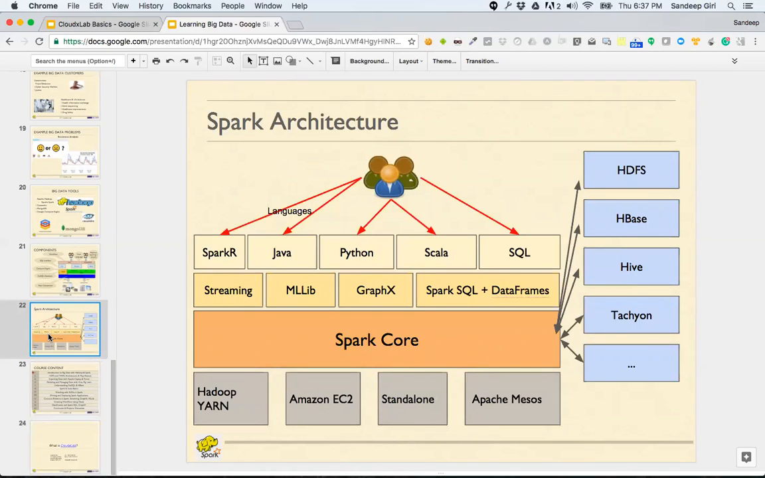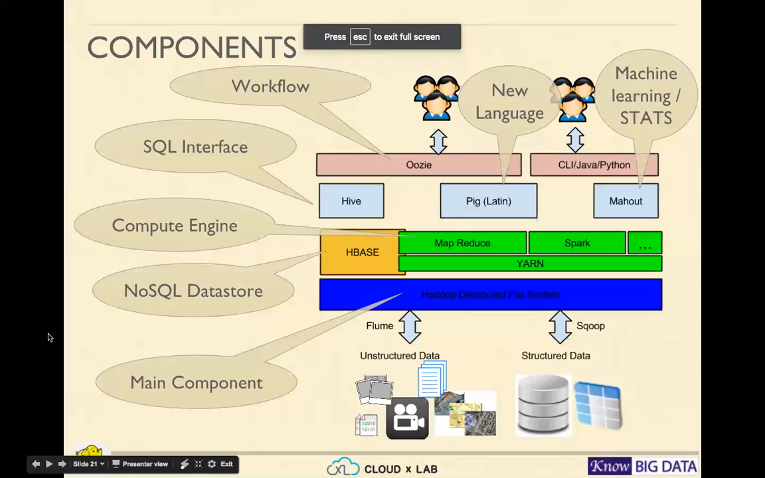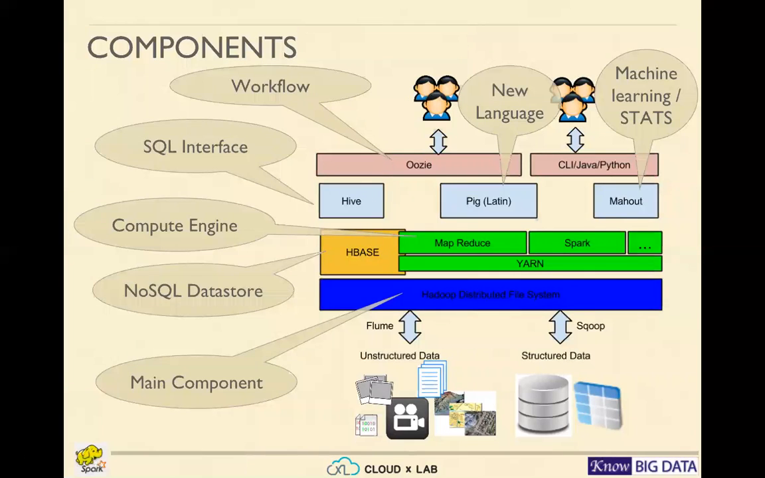Let's go back to the components. So you say Yarn is like some sort of operating system. Right. And then we have MapReduce, and then Spark on top of that. What's the difference between the two, Spark and MapReduce?